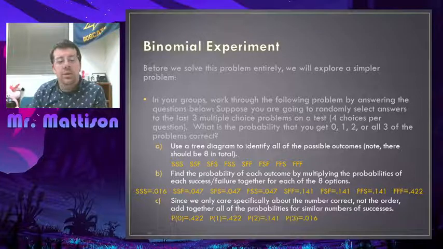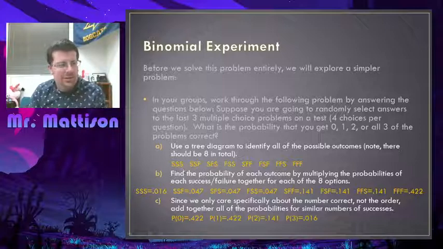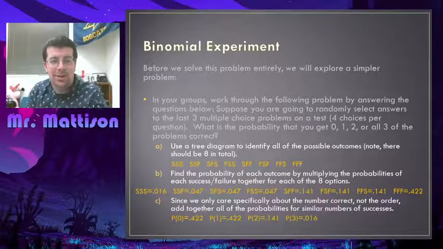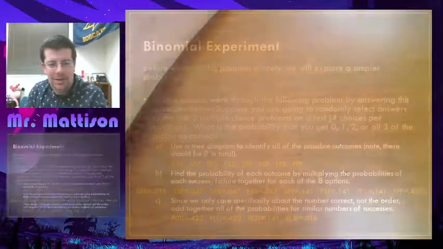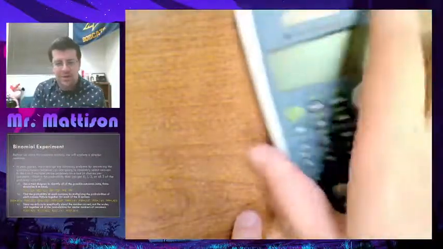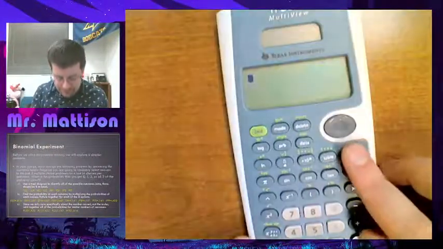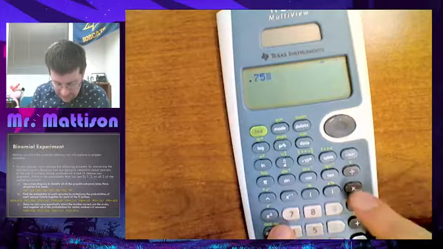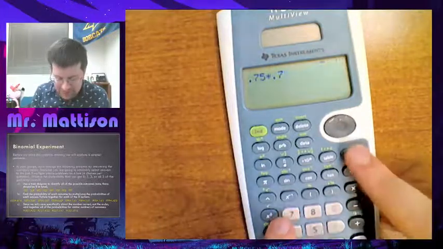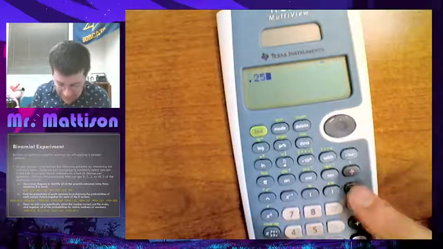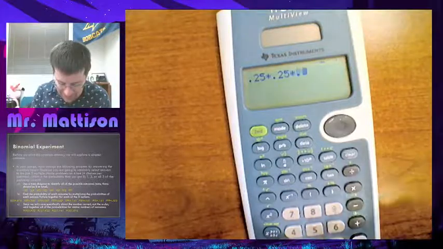Well, in order for me to get a success, that's going to be 0.75 times 0.75 times 0.75. Now let's get out my document camera. So the success is... sorry, a success is 0.25 times 0.25 times 0.25.